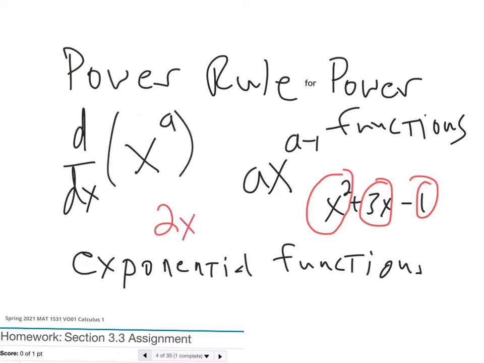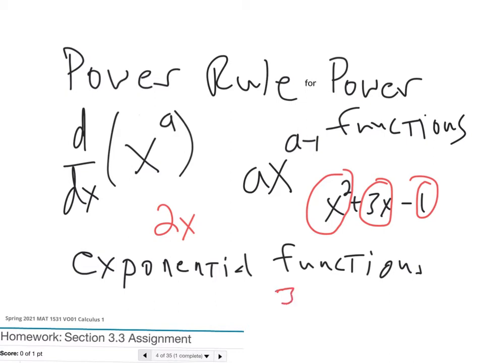2x. Remember, I brought the 2 down in front. And then I'm going to think 2 minus 1. Well, 2 minus 1 is 1. So I could write that as 2x to the first, or just leave it as 2x. The next one's kind of interesting. I have, here, let's see.